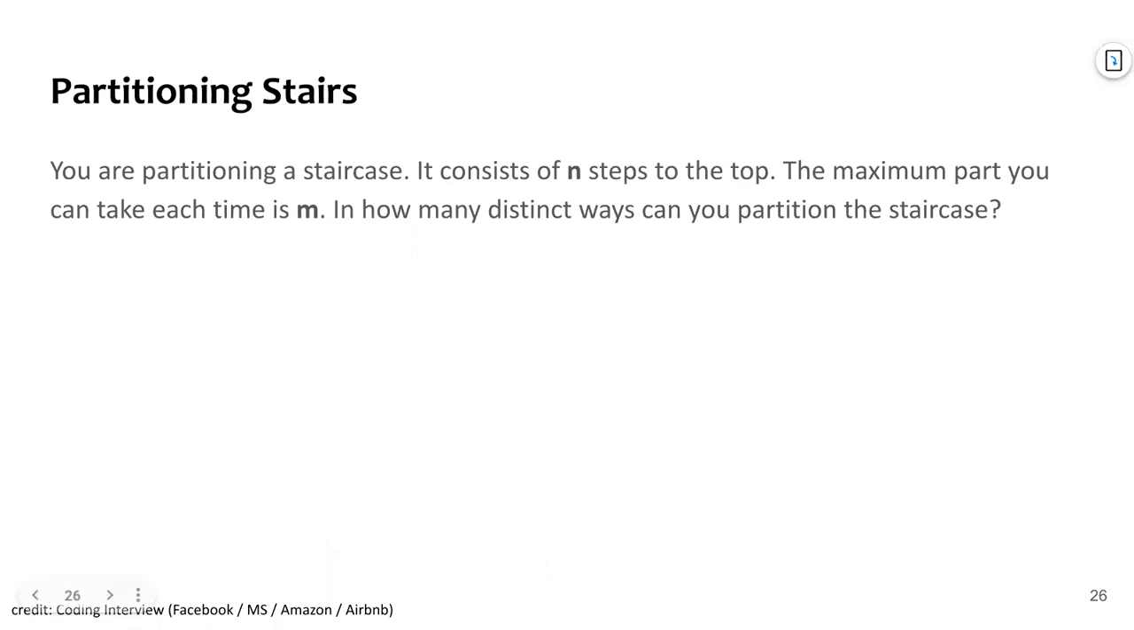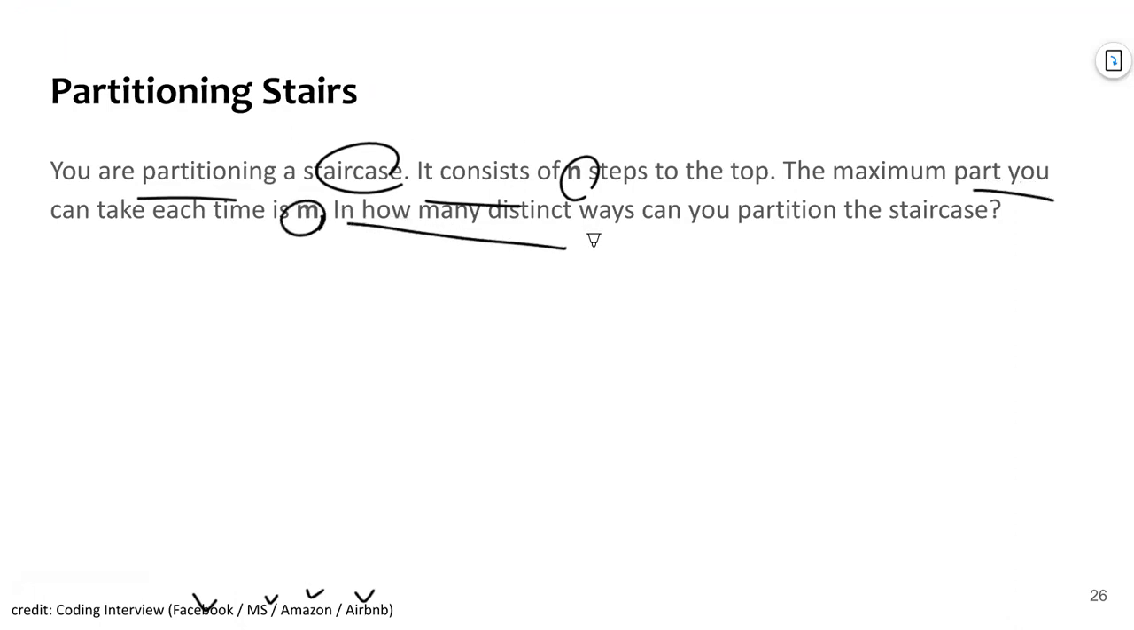All right, this one is a coding problem. This one actually appeared in the coding interview of Facebook, MS, Amazon, and Airbnb. Let's say you're climbing a staircase, and it consists of n steps to the top. And the maximum number of steps you can take each time is m. Then in how many distinct ways can you climb this staircase?